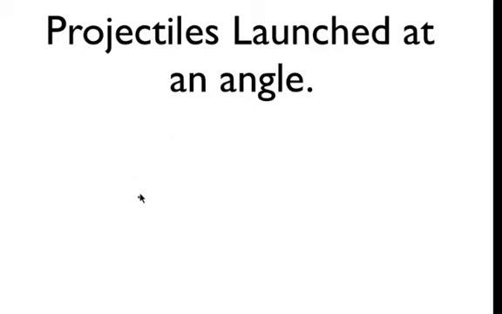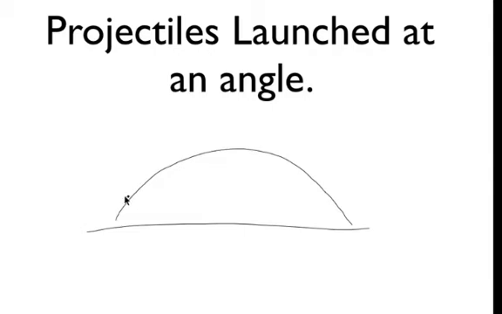Okay, today we're going to look at projectiles that are launched at an angle. So now we're looking at a full parabola where the object is launched at some velocity v and at some angle. If we walk through some of the basic concepts here, we know that at the very top of the path, right here, the velocity in the y direction is instantaneously 0.